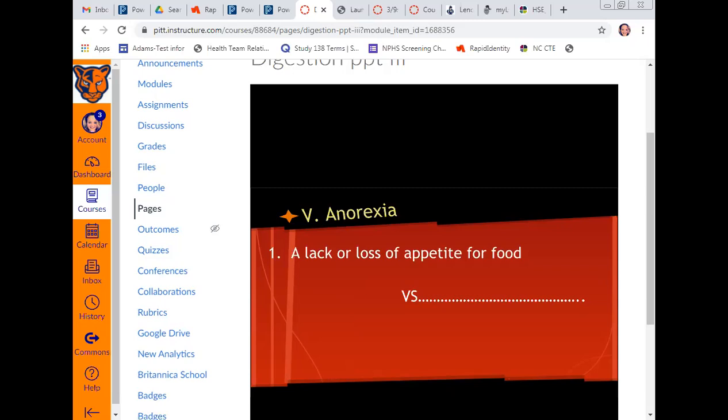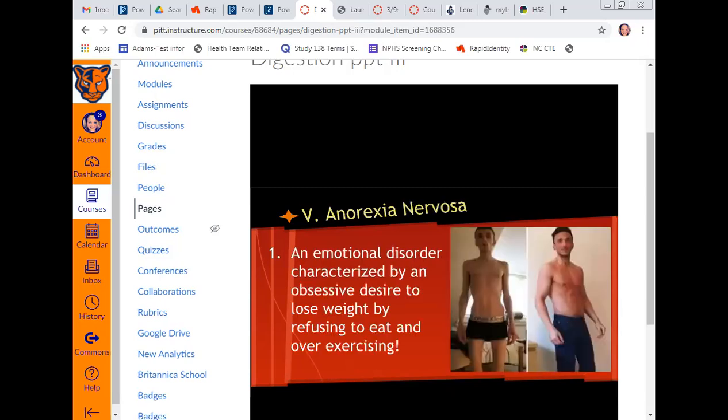It becomes a disease or disorder when you have anorexia nervosa. This is a mental health disorder, okay? This is an emotional disorder where the person is obsessed with not eating to lose weight and over exercising. Now think about it. Our food is our fuel, right? Just like you put gas in a car, your food is your fuel. If you're not putting fuel in your system, you're not eating, then your system is eventually going to give out.